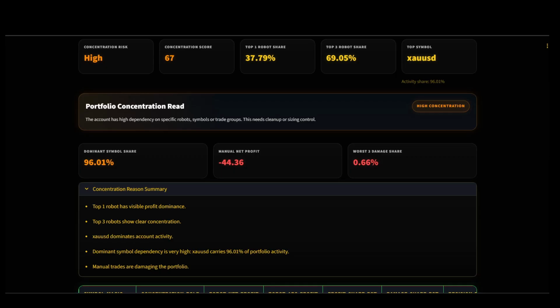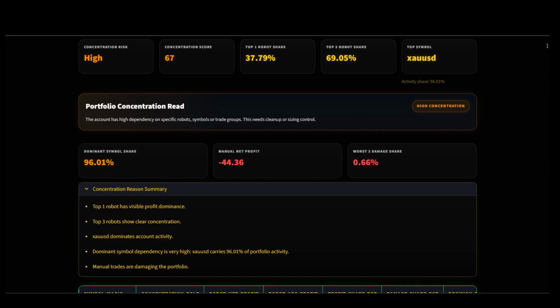We can see the top 1 robot showing visible profit dominance, the top 3 robots creating clear concentration pressure, and XAUUSD heavily dominating overall account activity. And this becomes very important because the workflow is now identifying where the portfolio starts losing diversification quality internally. So even if the basket still produces strong historical profit, the framework recognizes that too much of the account behavior is being controlled by a very narrow structural core.